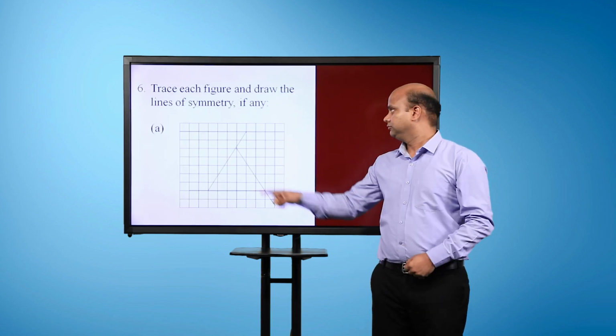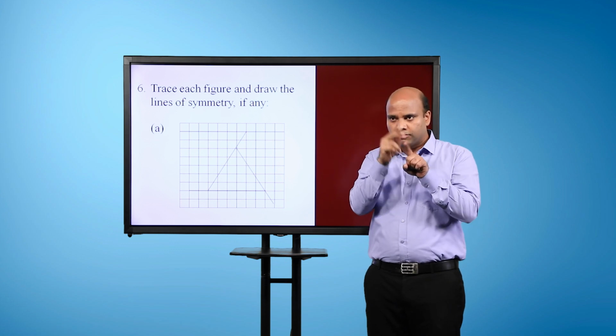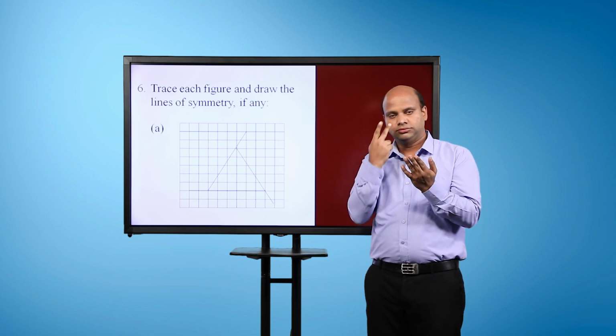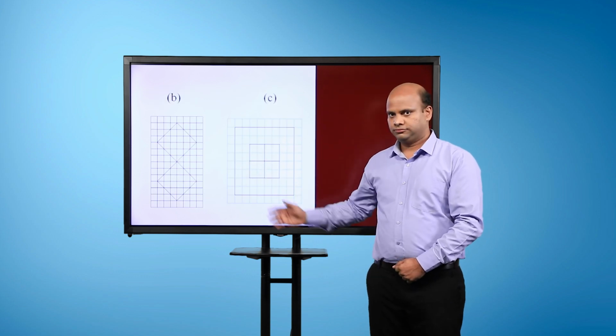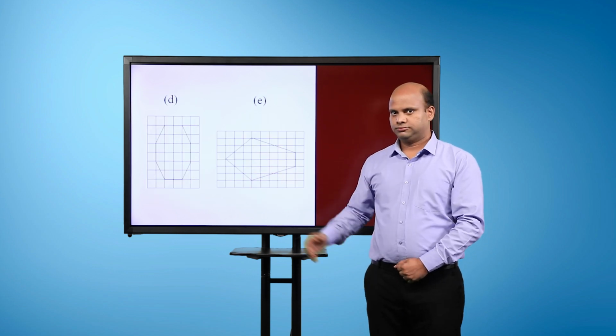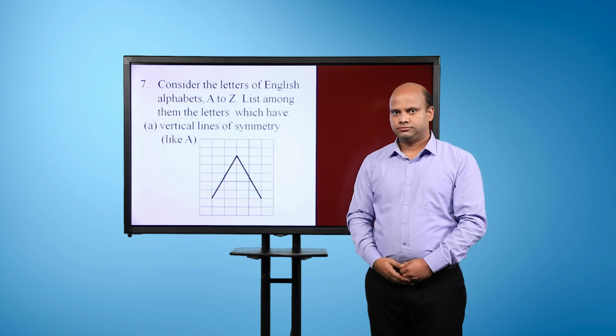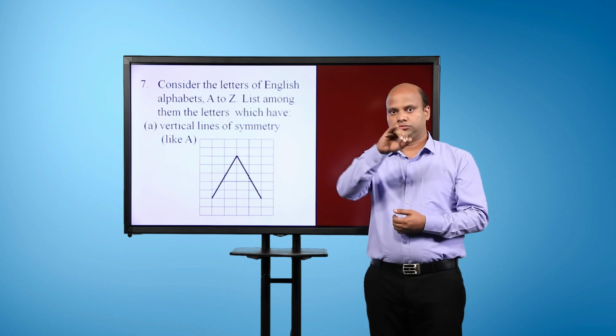6. Trace each figure and draw the lines of symmetry, if any. We have 6 figures given here as A, B, C, D, E, F on squared paper. Page 269.